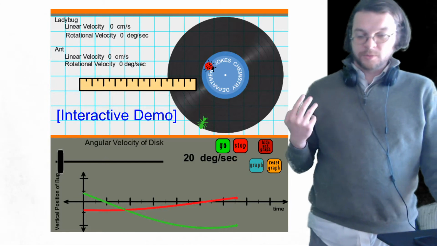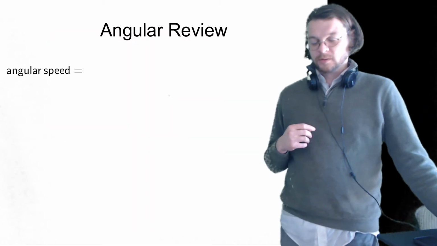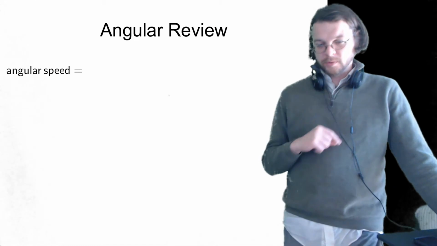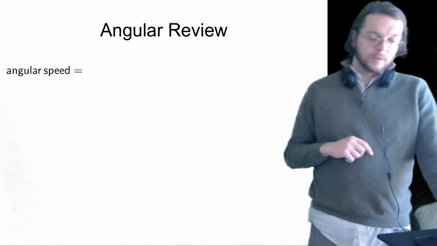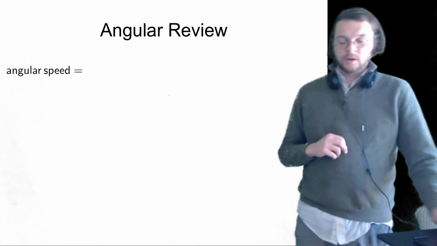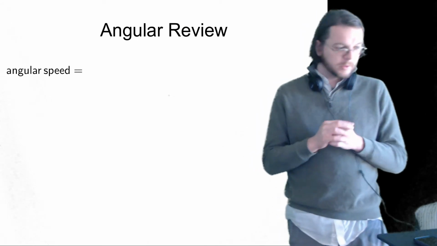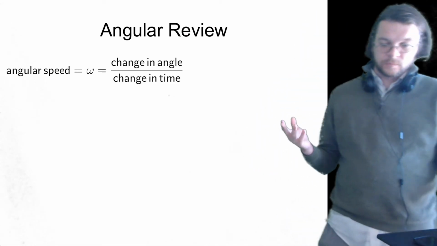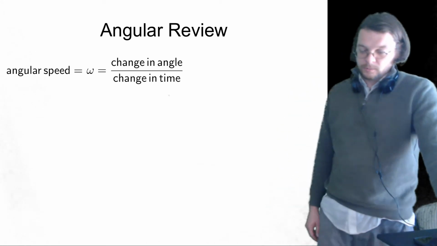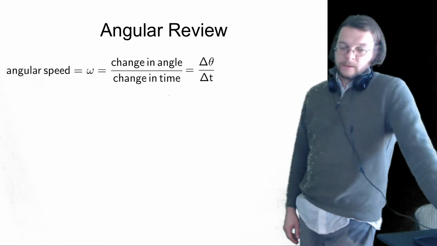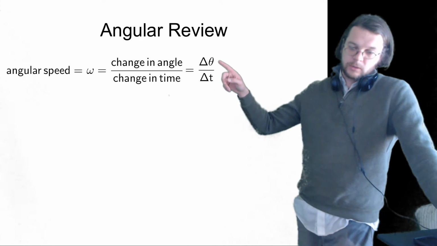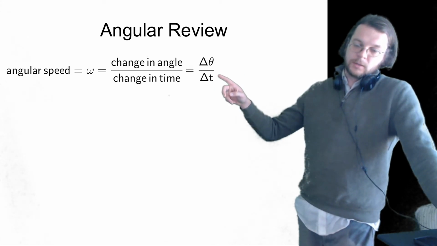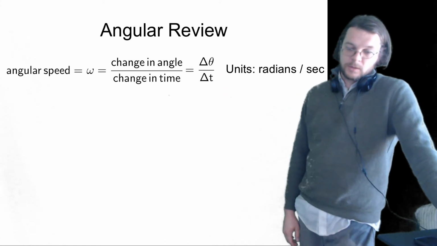Anyway, the following questions are loosely inspired by this, coming up in one more slide. So let's review what we learned and put it all together, because there's a lot of moving parts in what we just went over. The angular speed is omega, which is the change in angle over the change in time, delta theta over delta t. Because the angle is in radians and the time is in seconds, the units are radians per second.